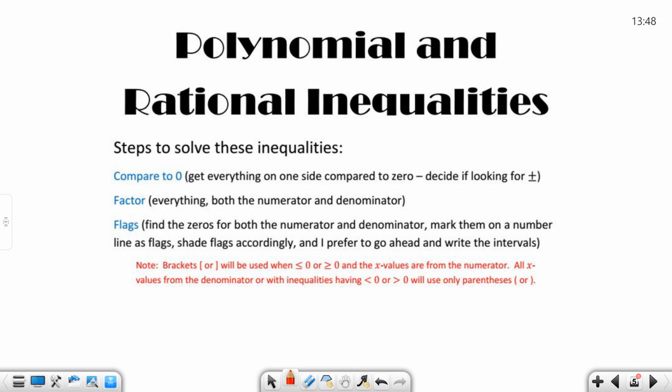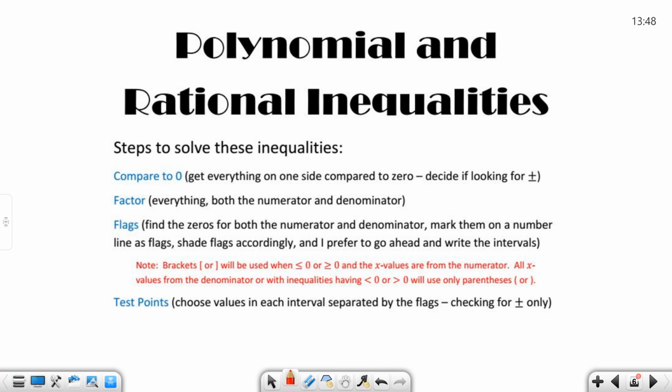So brackets, right? An open or closed bracket will be used when we have a less than or equal to zero or a greater than or equal to zero, and the x values are from the numerator. The reason we don't use a bracket with the denominator is you can never equal zero in the bottom of a fraction. That makes it undefined. So for all x values from the denominator, or if you have an inequality that is strictly less than zero or greater than zero, we will use parentheses.